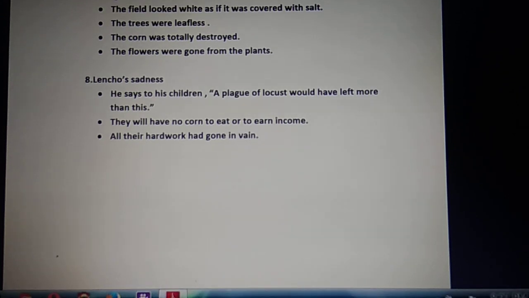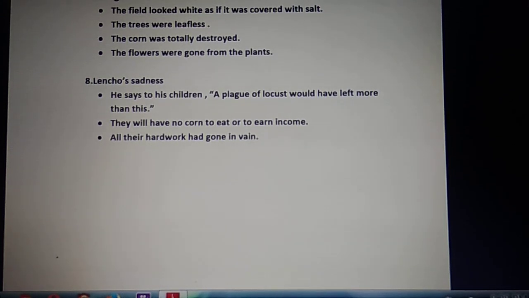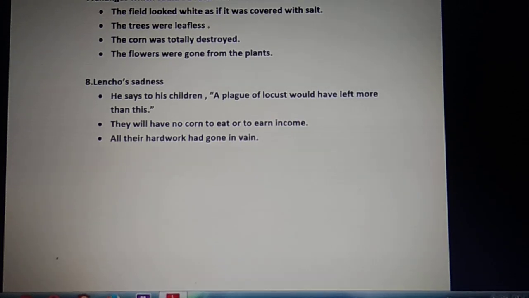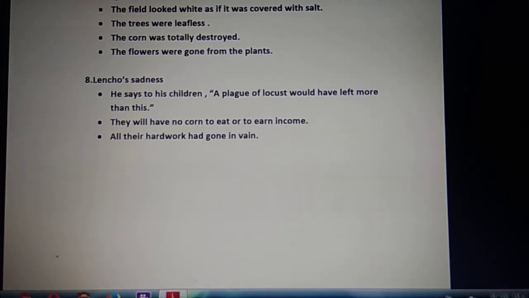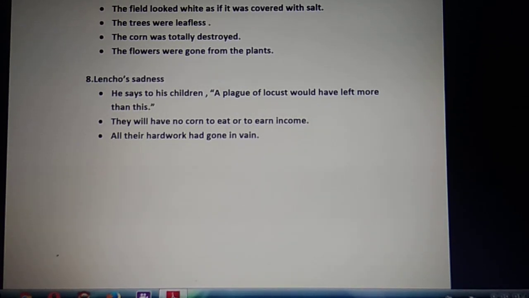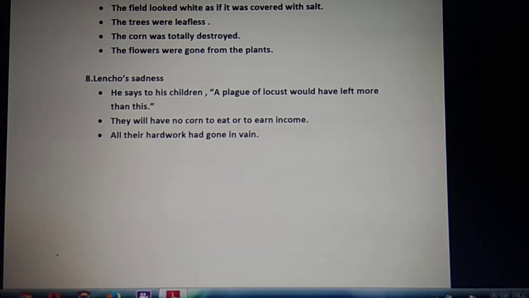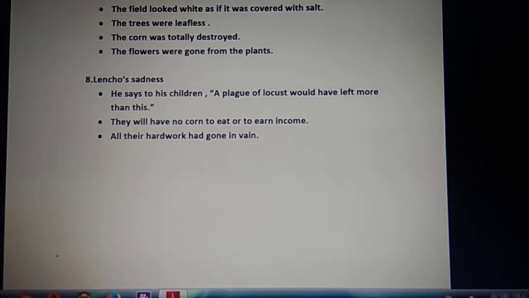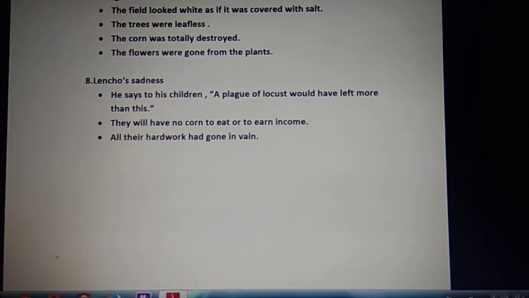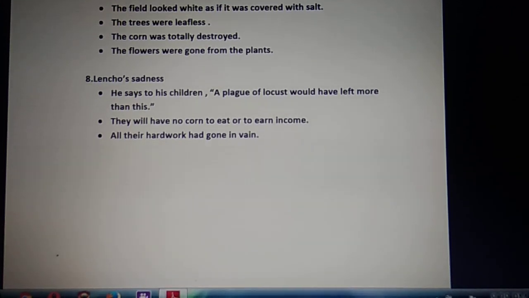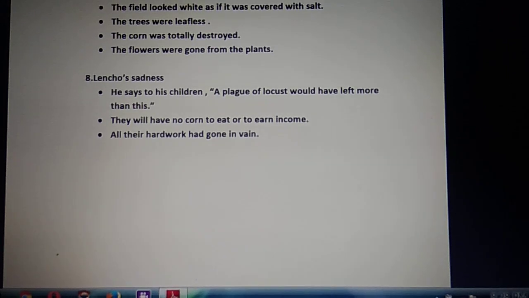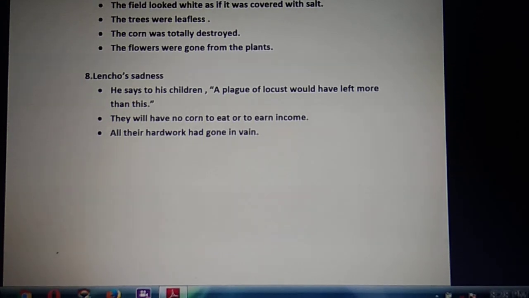Lencho's sadness. Lencho was very sad in his heart because all his corn was totally destroyed. He says to his children, a plague of locusts would have left more than this. So over here, a plague of locusts means, locust is the name of an insect which comes in a group and totally eats up the corn, the flowers, the plants which are there. So over here he is comparing that if a plague of locusts had come to his field, it would have destroyed less than the destruction caused by the fall of hailstones.